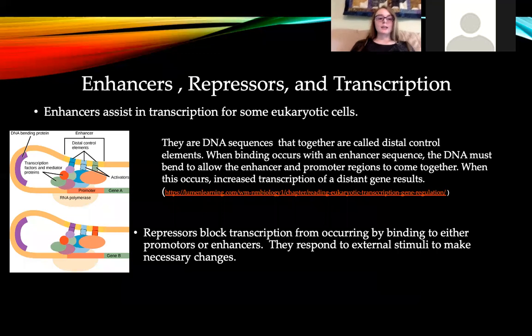Enhancers assist in transcription for some eukaryotic cells. They are DNA sequences that together are called distal control elements. When binding occurs with an enhancer sequence, the DNA must bend to allow the enhancer and promoter regions to come together. When this occurs, increased transcription of a distant gene results.